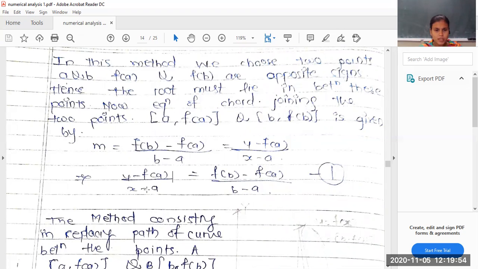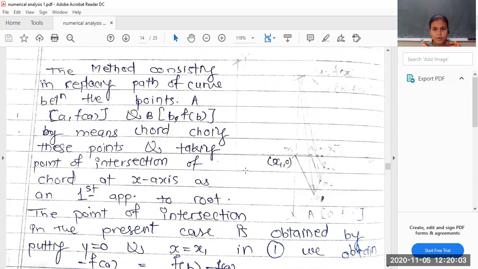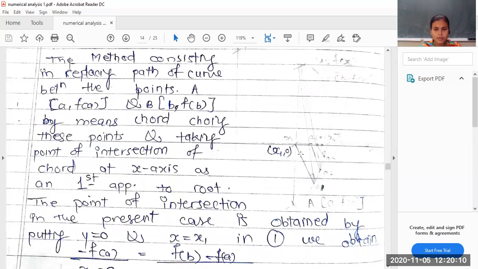Okay, so this equation we are going to name: y minus f of a divided by x minus a equals f of b minus f of a divided by b minus a. So this is our equation. Now I hope you have understood the geometry of this. This is our curve, and here we will find x1 as an approximate root. Then again you draw a line joining these 2 points, and wherever you get the next point, that is x2, and so on.